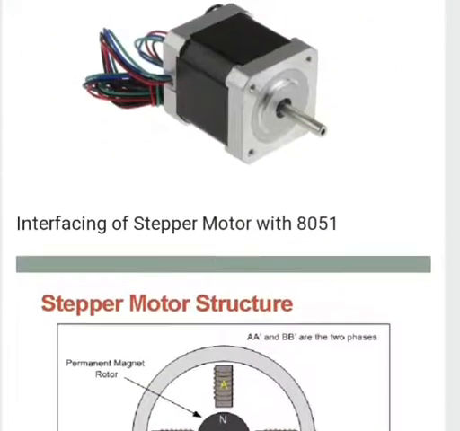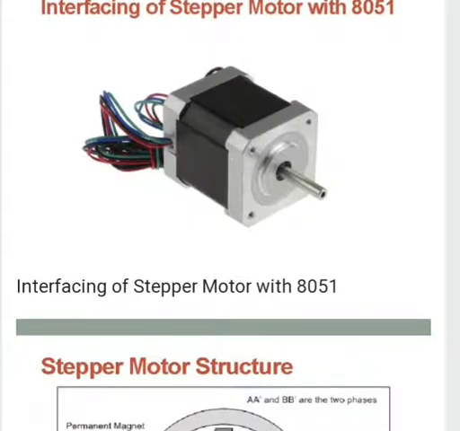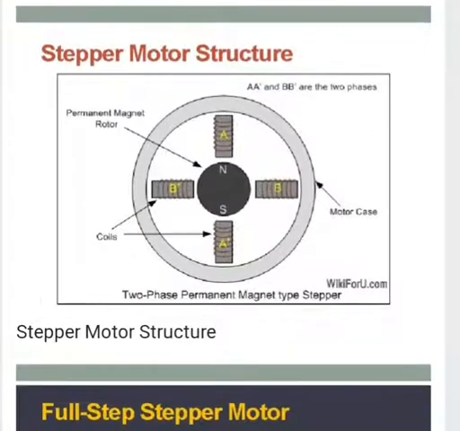Next is the stepper motor. We have already seen the stepper motor also. Now this diagram shows the stepper motor structure. Outside it's a motor case, then the coils are there, A and B, A dash and B dash. Then at the center there is a rotor, that is a permanent magnet, which is rotating. So this is a two-phase permanent magnet type stepper motor.